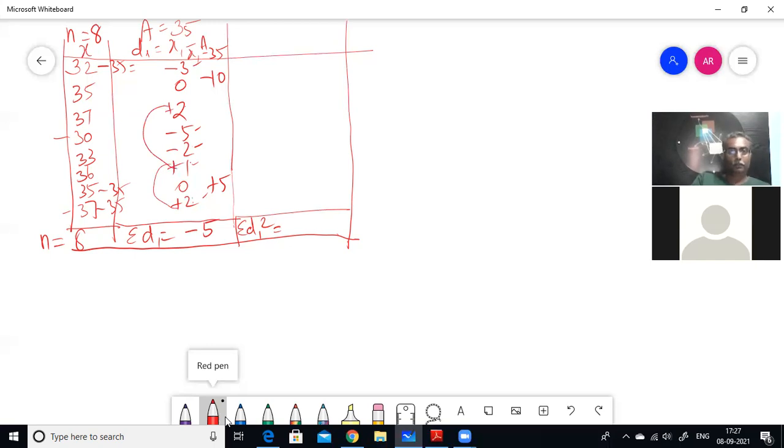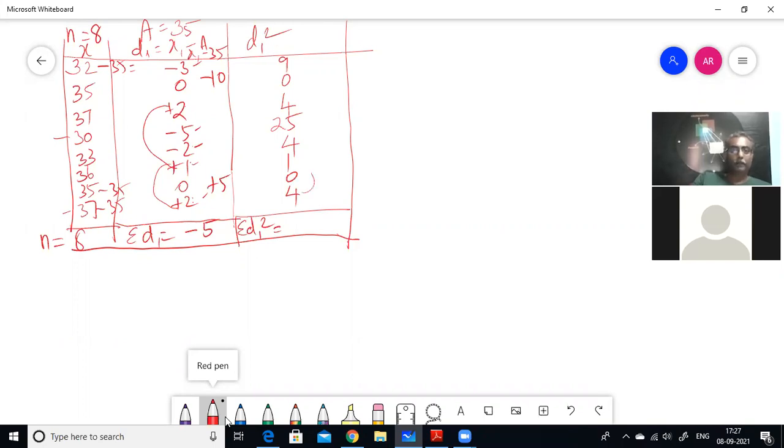Now what you have to do: d of i squared. Minus 3 into minus 3 is 9. 0 into 0 is 0. 2 into 2 is 4. Minus 5 into minus 5 is 25. Minus 2 into minus 2 is 4. Plus 1 into plus 1 is 1. 0 into 0 is 0. 2 into 2 is 4. Now you have to take the sigma of d i squared.